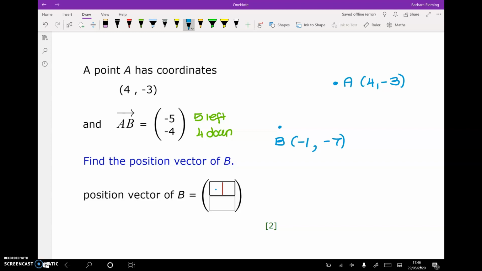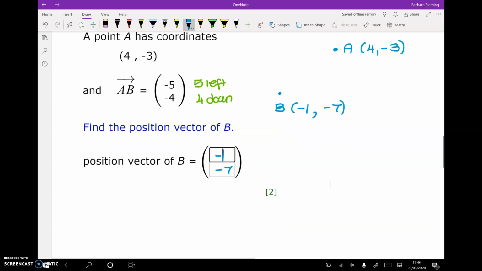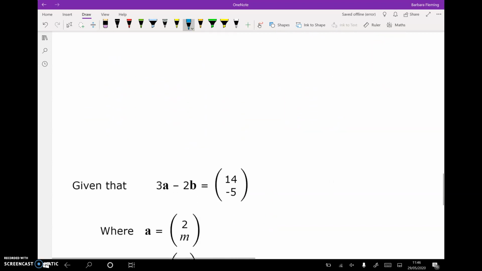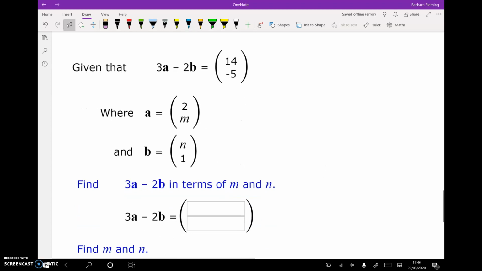And the position vector, we just write that as -1, -7. There'll be lots of different ways of doing that. I just quite like visualizing it. Totally up to you. Okay, our last question here.